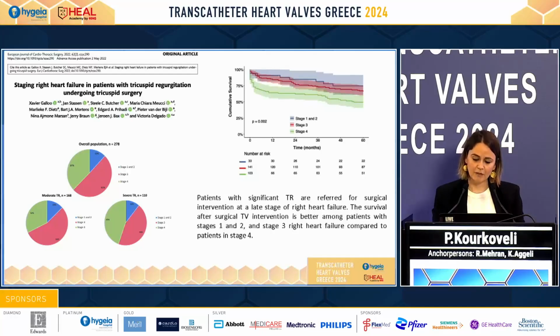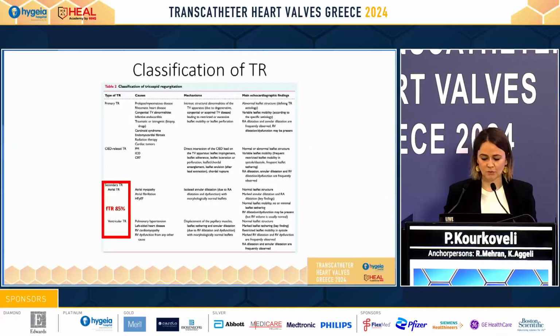These were patients who were meant to have a tricuspid surgery, and it stated that patients in stage 1, 2, 3 of right heart failure had better outcomes than patients in stage 4. We know that, but it was documented as well.